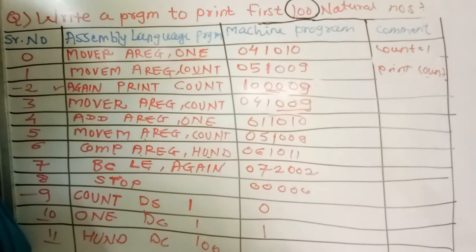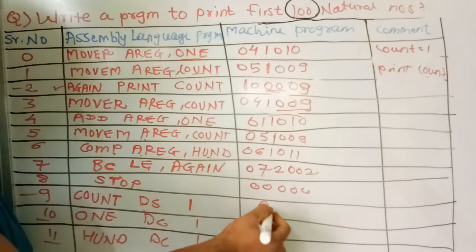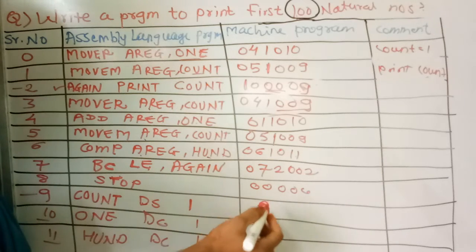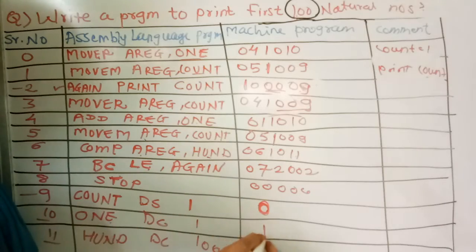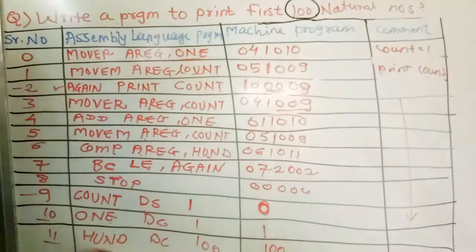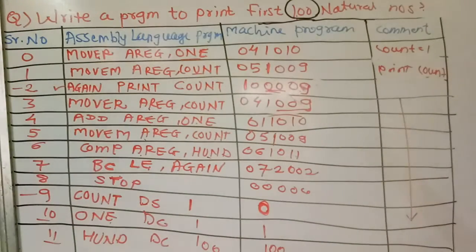This is the value of storage; the declaration statement does not have any value. 1 has the value 1 and 100 has the value 100, and you can simultaneously specify comments about the program. This is all about how to write a program for any specific statement in terms of assembly language.